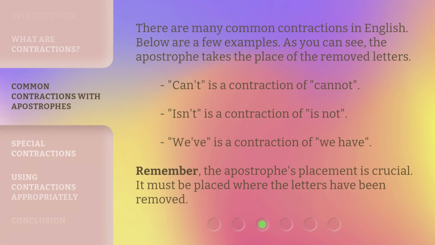There are many common contractions in English. Below are a few examples. As you can see, the apostrophe takes the place of the removed letters. Can't is a contraction of cannot. Isn't is a contraction of is not. We've is a contraction of we have.